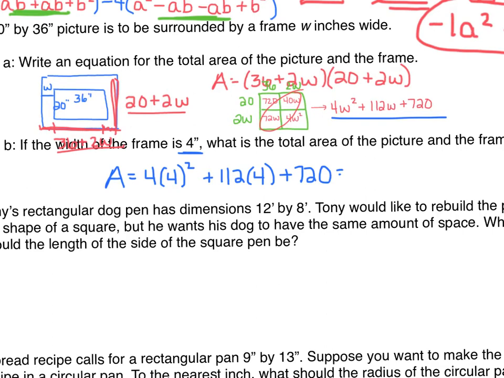Oh gosh, let's see if I can do this. Okay, that would come out to a grand total of 1,132. Whoops, sorry, my mistake. Not 1132, that would be 1232. So 1,232 square inches for your final answer on that one.